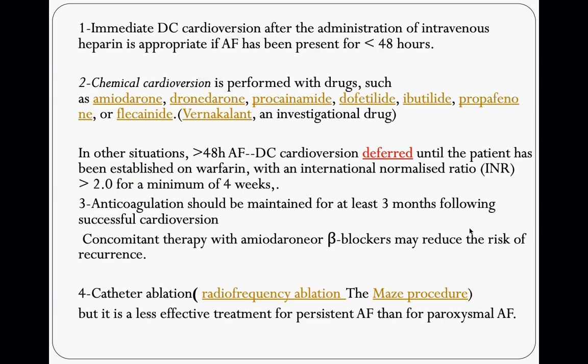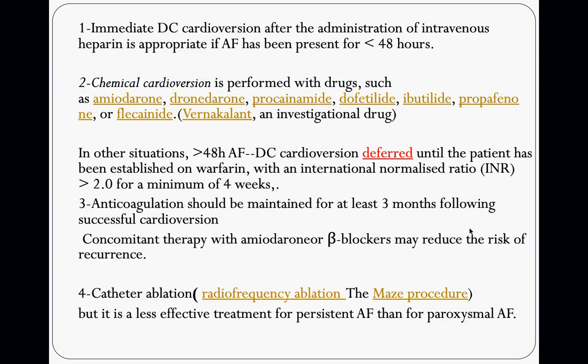By immediate DC cardioversion using low voltage after the administration of intravenous heparin if appropriate, if the AF has been present for less than 48 hours. If the AF is present for more than 48 hours, we should use anticoagulant for 3 to 4 weeks and then schedule the patient for DC cardioversion. The second option is chemical cardioversion, performed with a drug such as amiodarone, dronedarone, procainamide, dofetilide, ibutilide, propafenone, or flecainide.